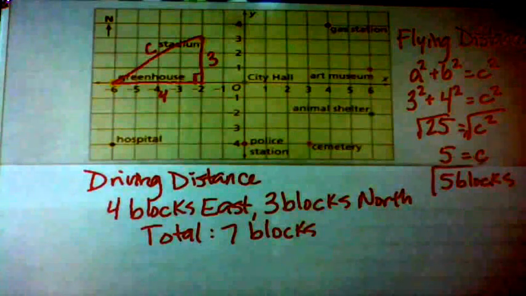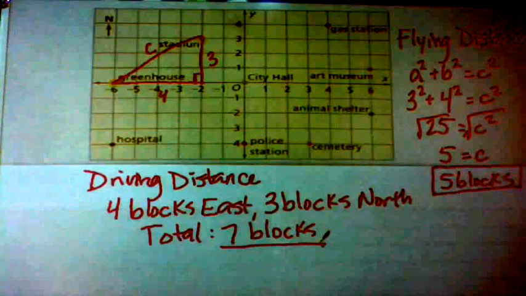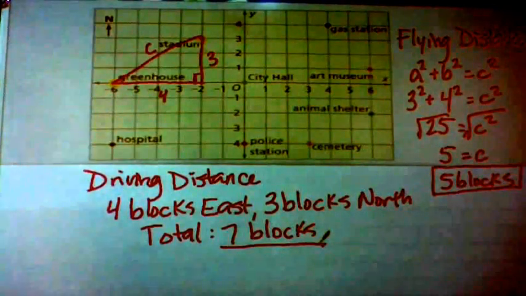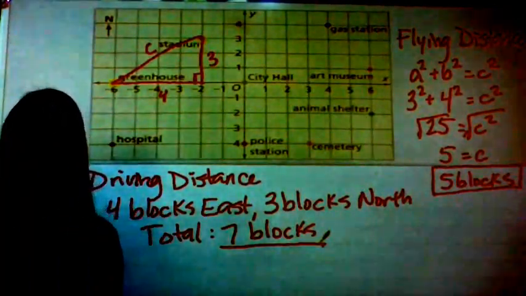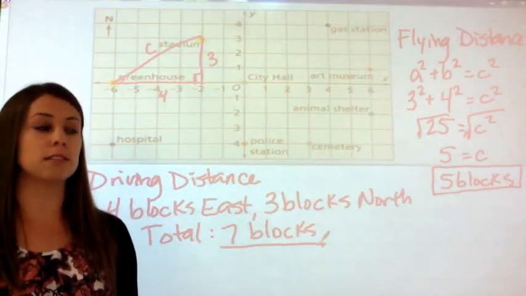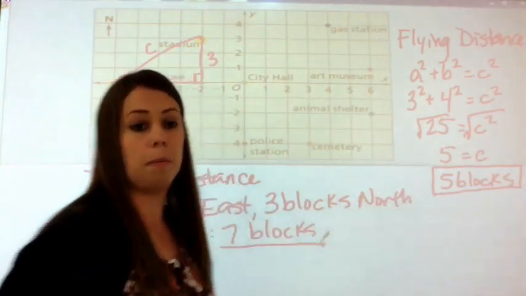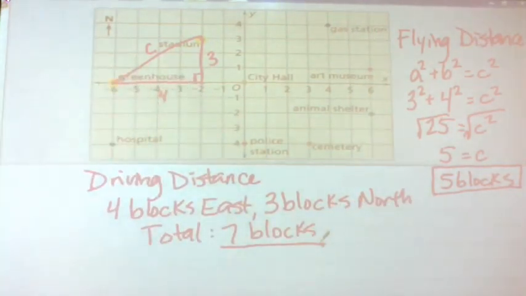So if we were driving in a car, it would take us 7 blocks to get somewhere. If we were flying by helicopter, it would only take us 5 blocks. So which route is shorter, flying distance or driving distance? Well, it's the flying distance, 5 blocks. It's 2 blocks shorter. So let's look at another problem.